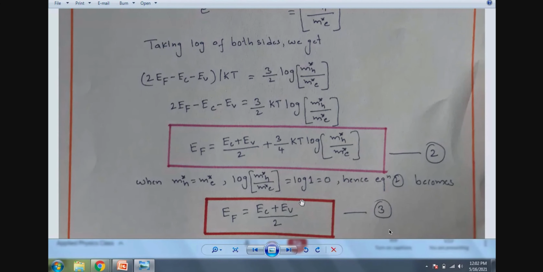Similarly, in an extrinsic semiconductor, you can have a curve which shows the different positions of the Fermi level. Okay, now this is the energy gap you have. This is exactly half of the energy gap, isn't it? The gap between the conduction band and the valence band is nothing but the energy gap.